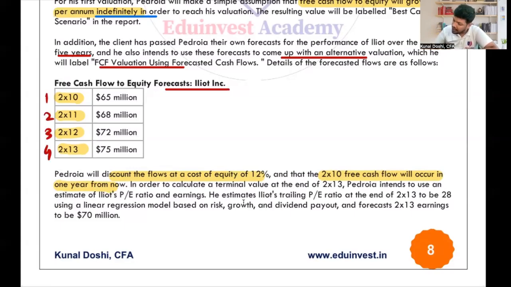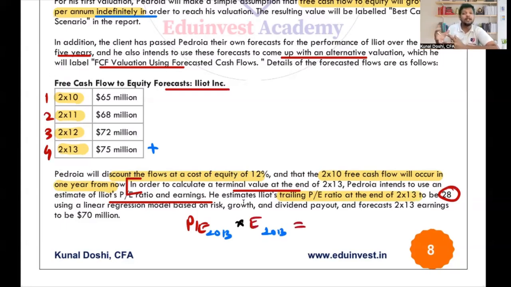In order to calculate a terminal value, Pedroia intends to use Elliott's PE and earnings. He estimates that Elliott's trailing PE ratio at the end of 2013 to be 28 using a linear regression. So guys, if you're using a PE based on 2013, in order to find the price, you need to multiply that with the earnings also of 2013. Correct? That's how you get the terminal value.